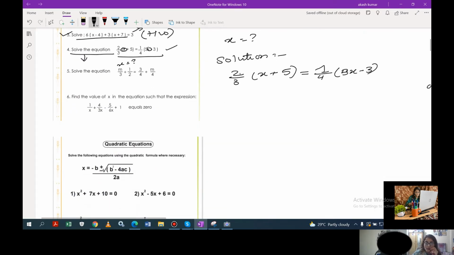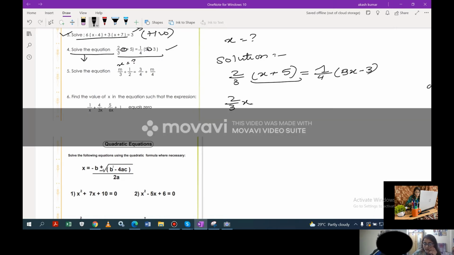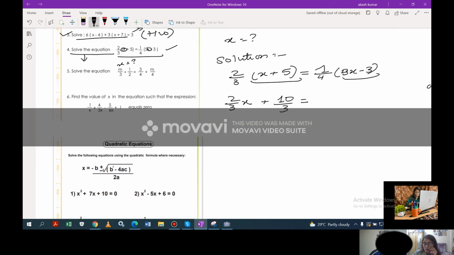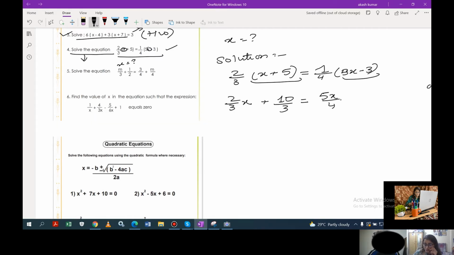Can we multiply 2 over 3 with the whole expression? So it will be 2 over 3 x, right? And plus sign. 2 times 5 is 10, 10 over 3, right? Then we have an equals sign. Equals multiplying 1 over 4 with the whole expression. It will be 5x over 4, right? Okay, then we multiply 1 over 4 with the minus 3. What will it be? Negative 3 over 4.